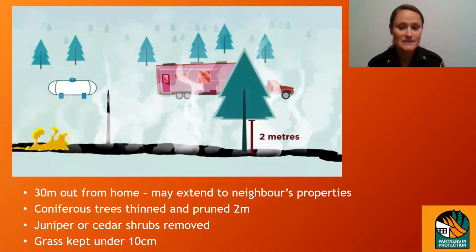Coniferous trees in these areas need to be pruned to remove the ladder fuels, again up to 2 meters, and this will help reduce the chance of fire catching in the trees and keep the fire on the ground, which makes it easier for the firefighters to manage. Ground cover that includes juniper shrubs, cedar bushes, or other highly combustible vegetation should also be removed, and grass should be kept under 10 centimeters.